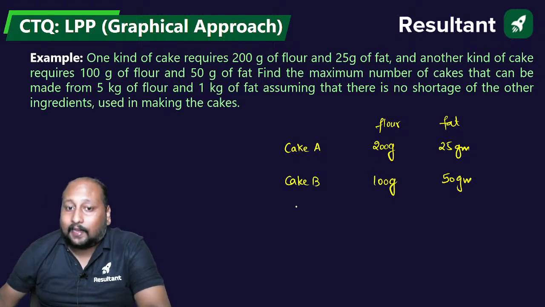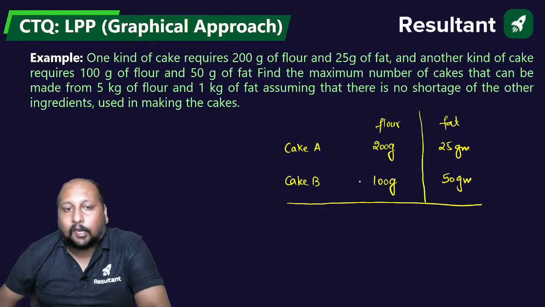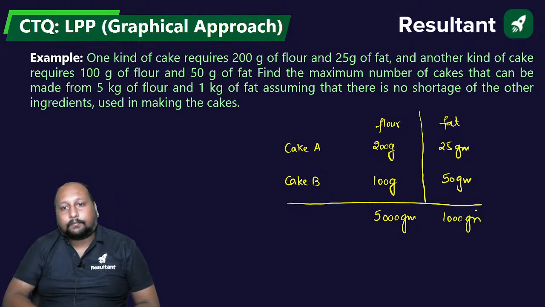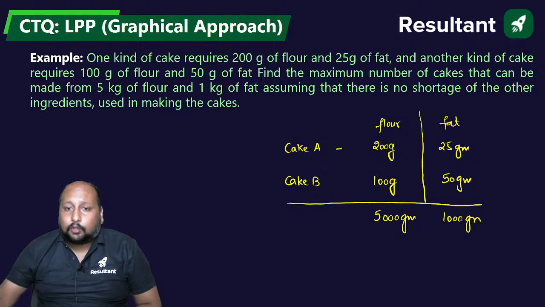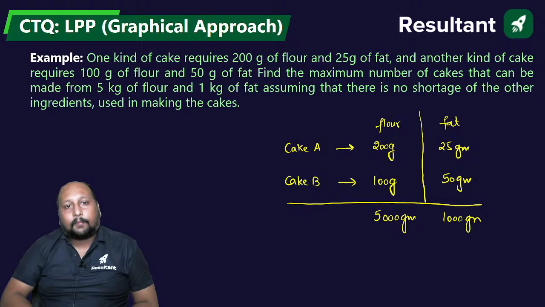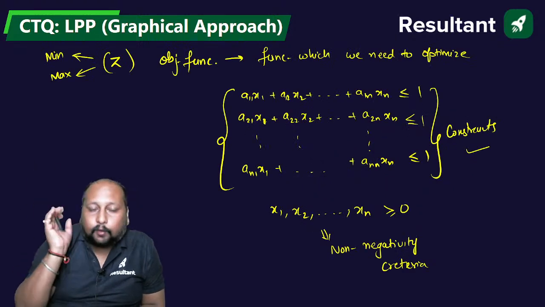That means now we are having the limitation. I cannot have more than 5 kg or 5000 gram of flour and 1000 gram of fat. So this is the upper limit. So this way we will be formulating a table so that it's easy to frame this kind of equation.